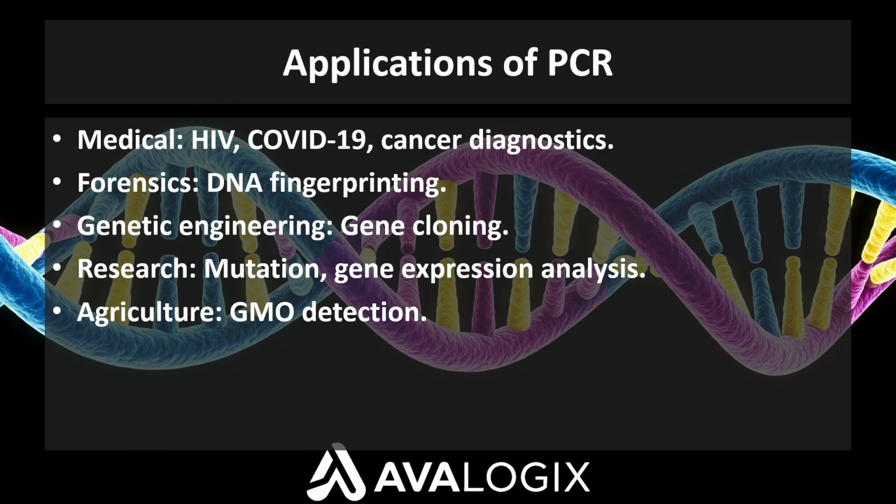Agriculture and food safety. PCR is used to detect genetically modified organisms, GMOs, in food products. It's also used to detect pathogens in food and water, like E. coli or Salmonella, making it a key tool in public health. Environmental biology. PCR helps identify microbial communities in soil and water, track biodiversity, and even study ancient DNA.